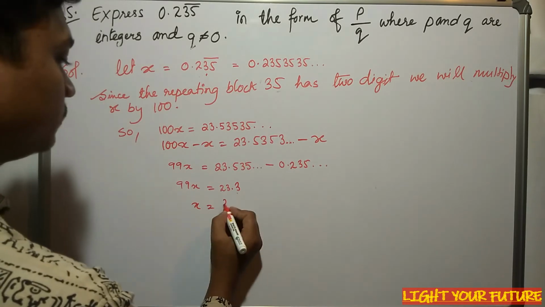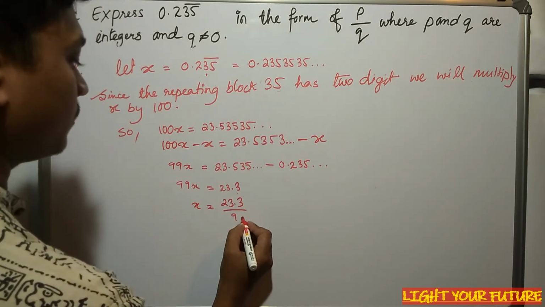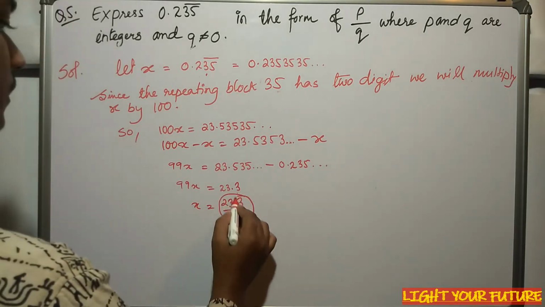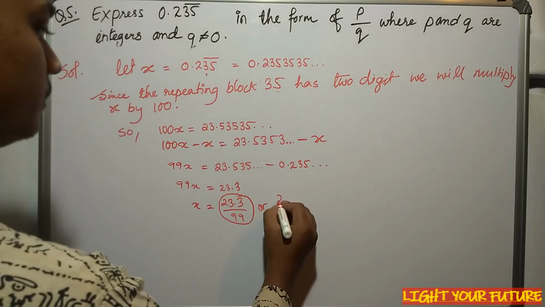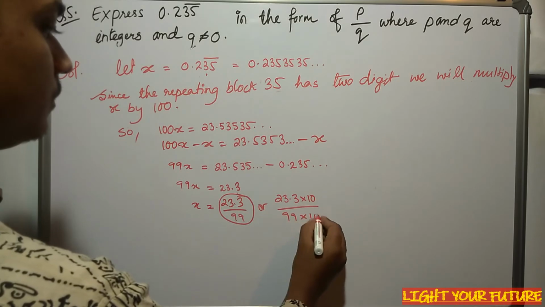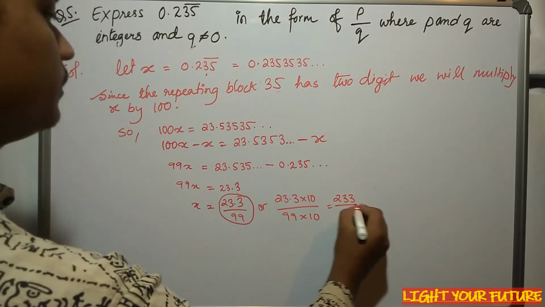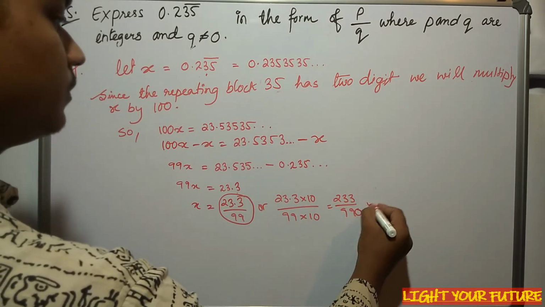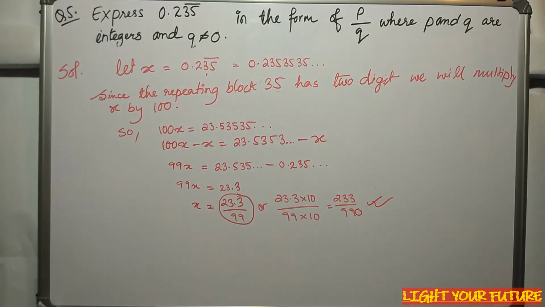But we need to find the answer in integers. So we will multiply with 10 on both sides, both the numerator and the denominator. We will be getting 233 by 900, and this is our answer. I hope all of you have understood the decimal part.